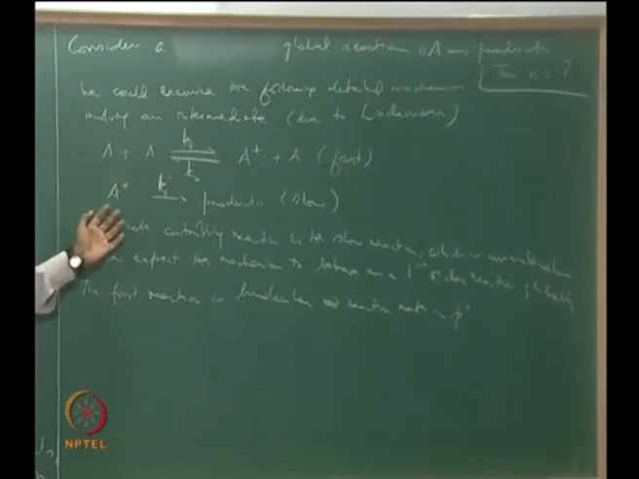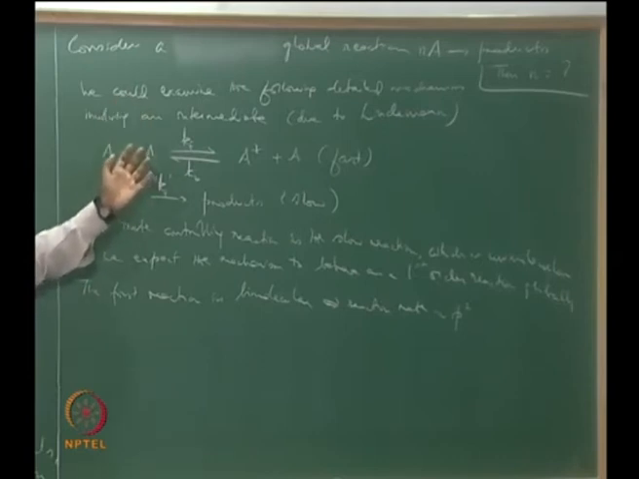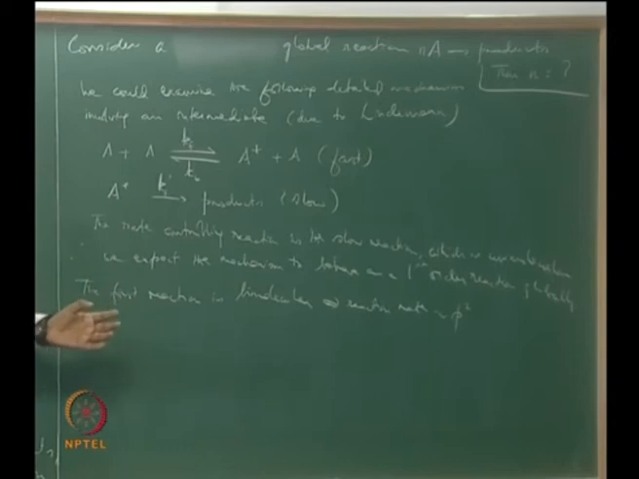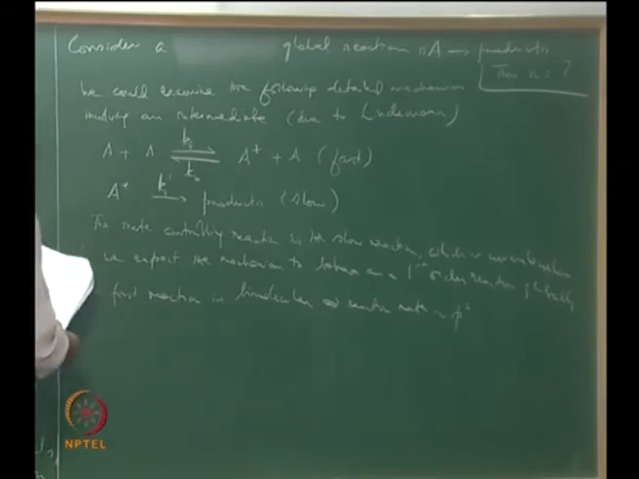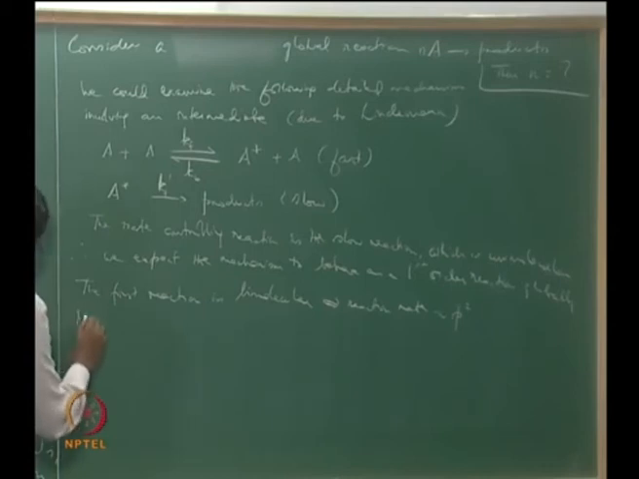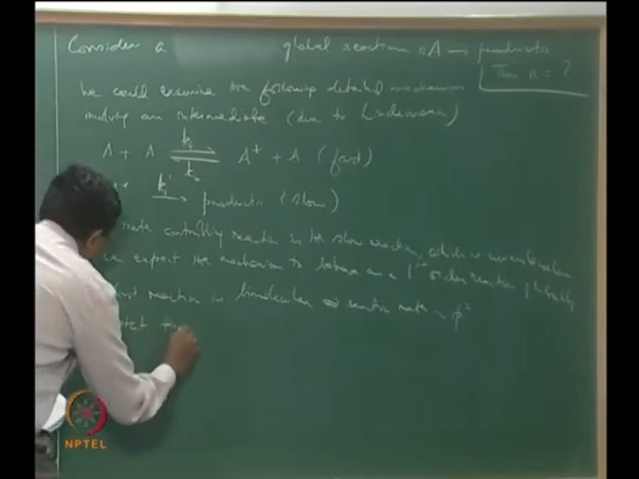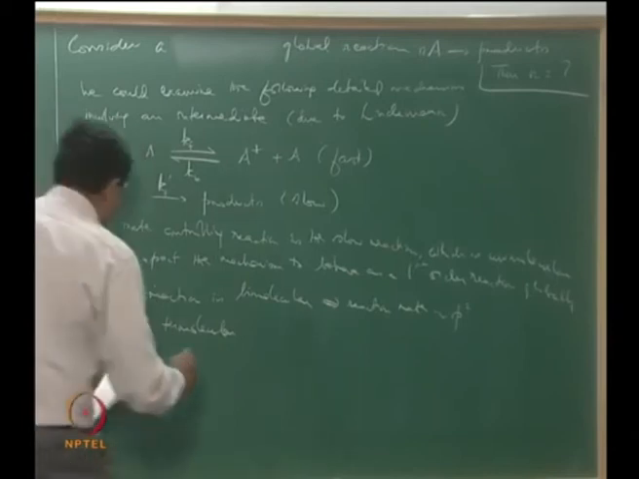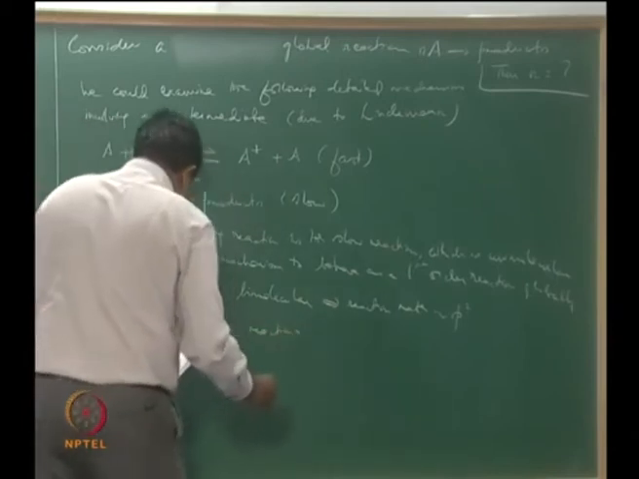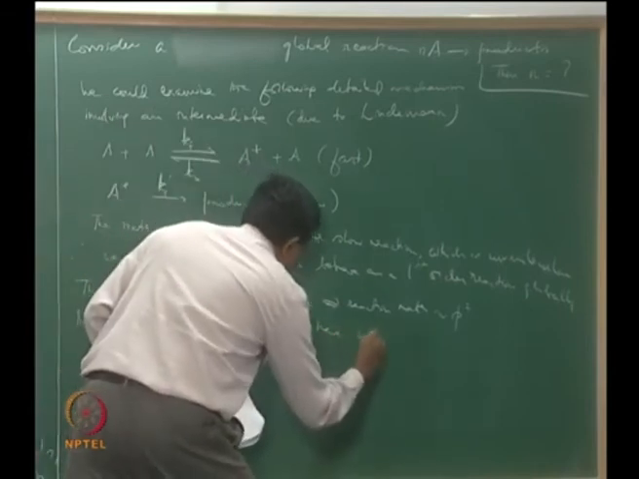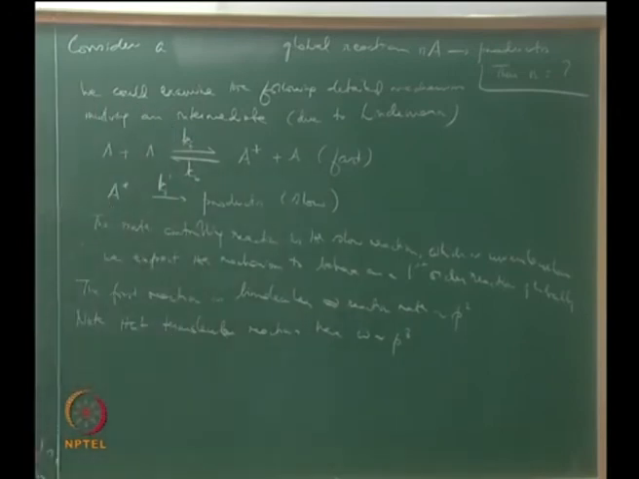Even though the second reaction is the slowest and therefore the rate determining step, it's actually an A star, so its reaction rate is going to depend on the concentration of A star rather than A. You look at the reaction that is actually depending on the concentration of A, and the first reaction tells you it's bimolecular, which means it has to go as the square of pressure. And note that termolecular reactions have omega going as p cubed.